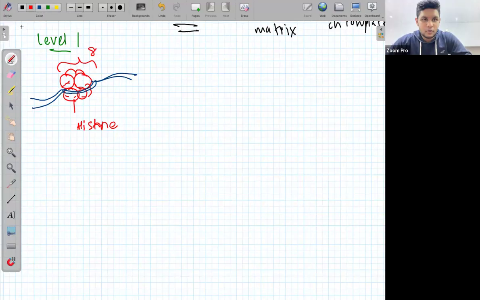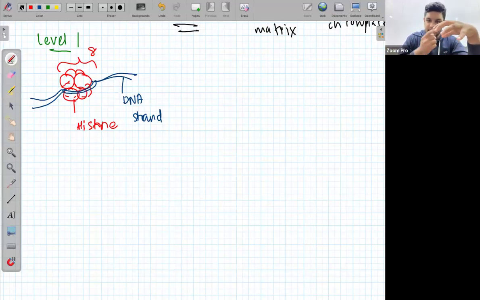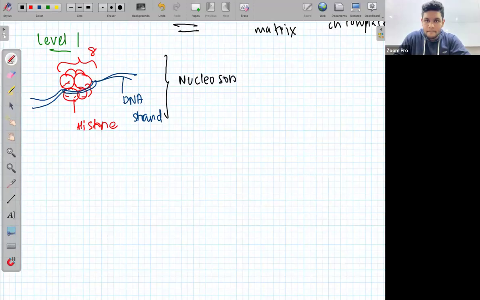Now, what is this blue structure? The blue structure is the DNA strand. This complete complex with 8 histone proteins and a DNA winding around it is called a nucleosome. This is what happens in level 1. That's it. Now let's go to level 2. So simple, just a little information is given, so we can quickly finish it off.